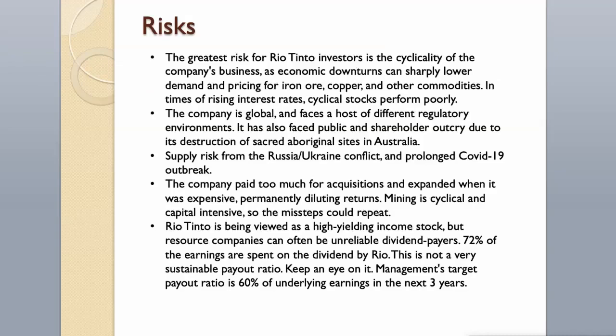The company paid too much for acquisitions and expanded when it was expensive, permanently diluting returns. Mining is cyclical and capital-intensive, so the missteps could repeat. Rio Tinto is being viewed as a high-yielding income stock, but resource companies can often be unreliable dividend payers. 72% of the earnings are spent on the dividend by Rio. This is not a very sustainable payout ratio. Keep an eye on it. Management's target payout ratio is 60% of underlying earnings in the next 3 years.